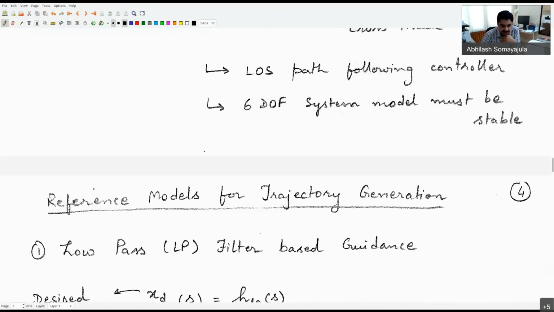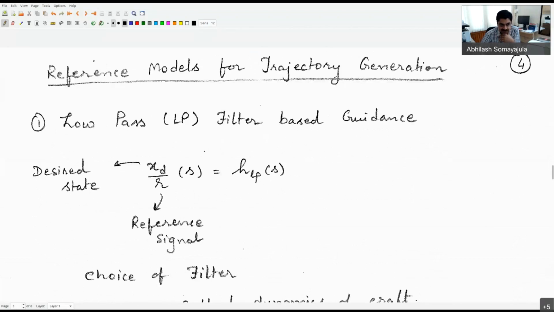So let me come back to this idea that for trajectory generation, we need these reference models, which we talked about, and we talked about 3 major kinds. One are low pass filters, the other are called optimization methods, and the third one is using the simulation of the craft itself as a mechanism. So we'll focus today's effort mostly on the low pass filter based guidance.